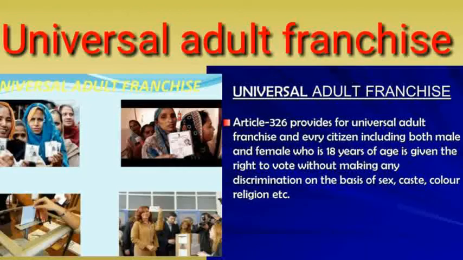Let's move forward to understand universal adult franchise. What is universal adult franchise? Universal adult franchise means that all adults in a country are allowed to vote. This is an essential feature of a democracy. In India, the voting age is 18 years, and all citizens of India who have attained the age of 18 years or above can vote, whether they are man or woman, rich or poor, educated or uneducated.